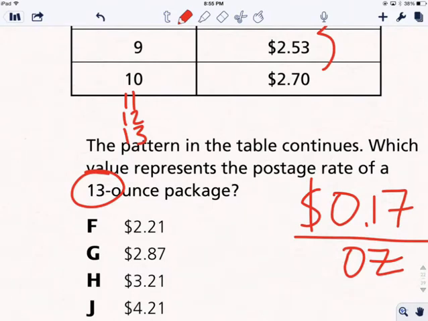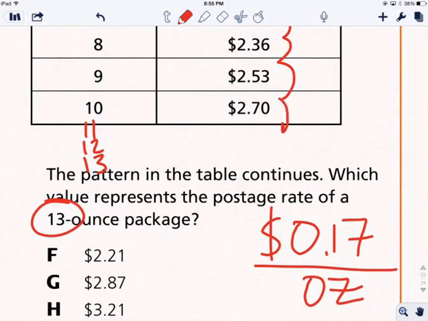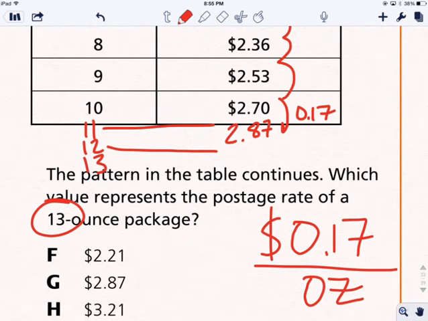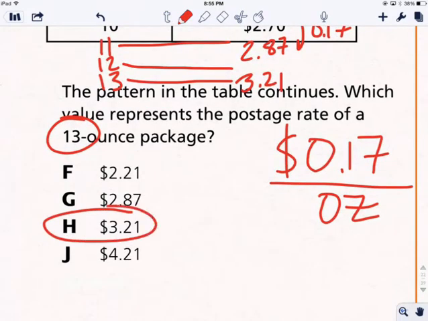So we can just extend this table, 11, 12, 13, and 13 is the magic number that we want. So we would add 0.17 here to get 2.87 for 11 ounces. 12 ounces we would have 3.04, and then we'd have to add another 0.17, 3.21, to get the postage rate for 13 ounces. So the correct answer choice is H.